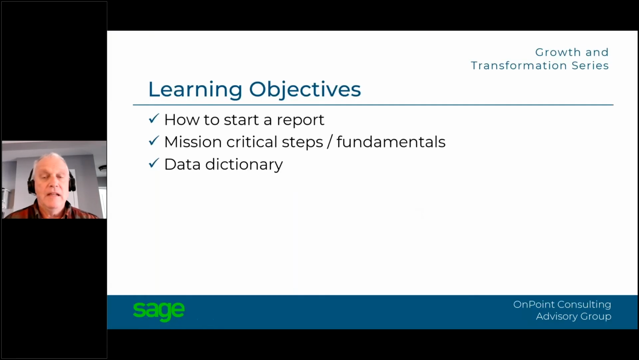We're going to start at the beginning with must-have things, and then we'll have another session and another session where we build on this. Today is fundamentals, things you just have to know with Sage reporting when you're doing your own Sage 300 report. We'll cover how to start the report, then mission critical steps and fundamentals that build on one another. We'll also take a quick peek at the data dictionary. In all the years of us doing this, that's a common question, so I didn't want to not cover that.